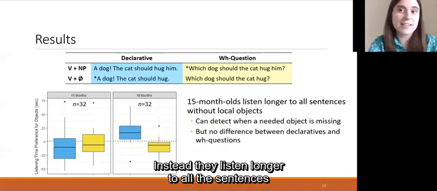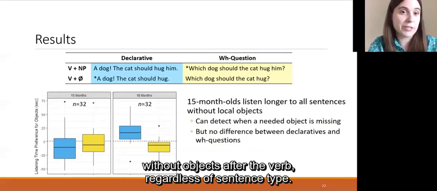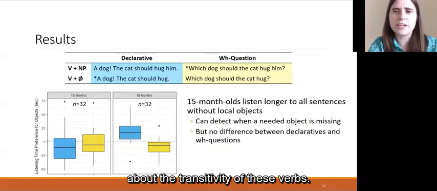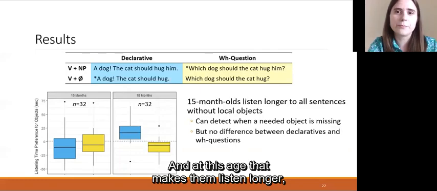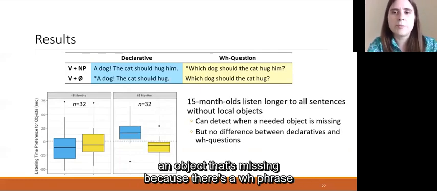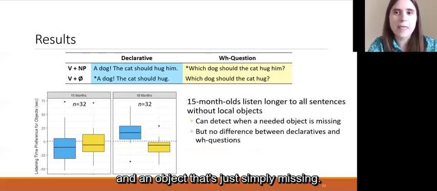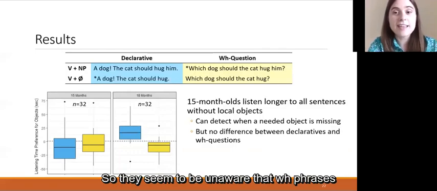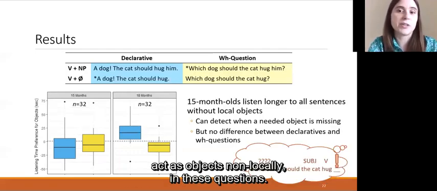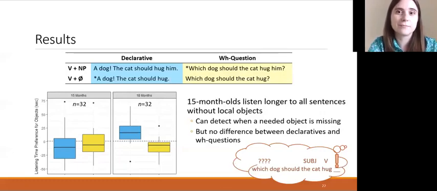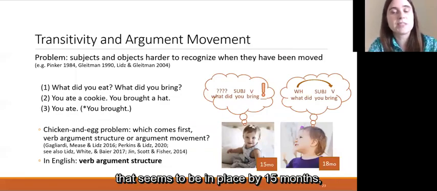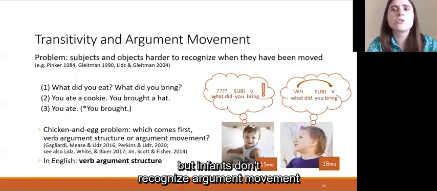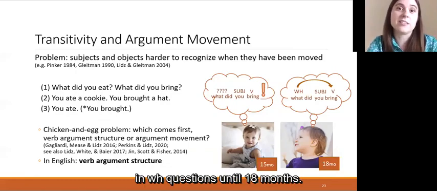15-month-olds don't do this. Instead, they listen longer to all the sentences without objects after the verb, regardless of sentence type. So this suggests that they know something about the transitivity of these verbs. They care when the object is locally missing, and at this age, that makes them listen longer. But they don't differentiate between an object that's missing because there's a WH phrase and an object that's just simply missing. So they seem to be unaware that WH phrases act as objects non-locally in these questions. And so this is the answer to the chicken and egg question. There's some argument structure knowledge that seems to be in place by 15 months, but infants don't recognize argument movement in WH questions until 18 months.